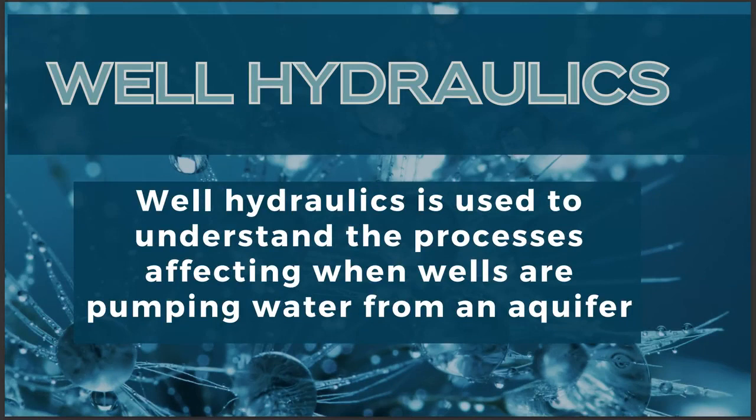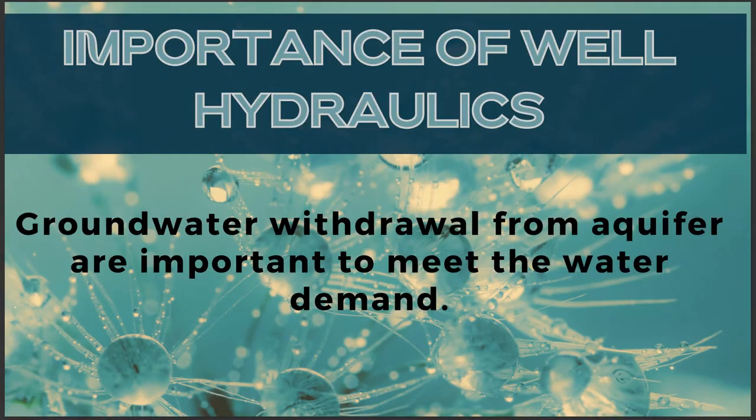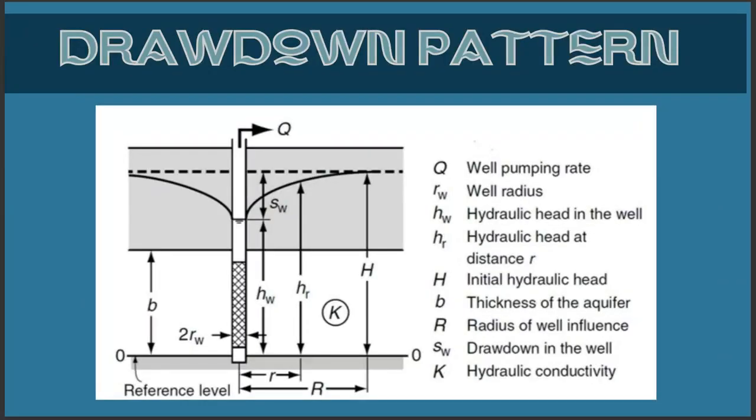So, what is well hydraulics? It is used to understand the processes affecting an aquifer when wells are pumped. Okay, so what is the drawdown pattern? Usually, when we pump, we are reducing the water in the water table, so a cone of depression forms. This is the cone, and the water level goes down. We call that the drawdown. Originally, this was the water table. The water level dropped to SW. We call that the drawdown.